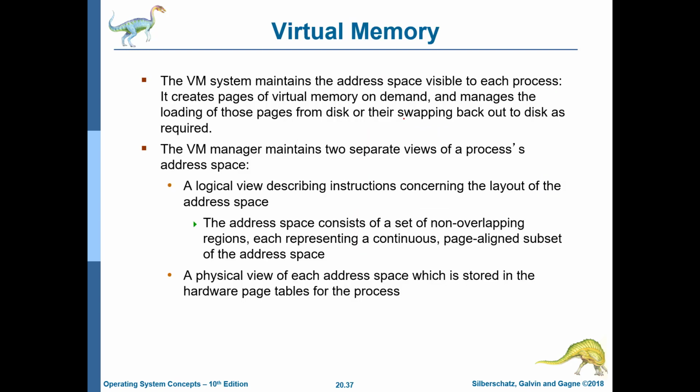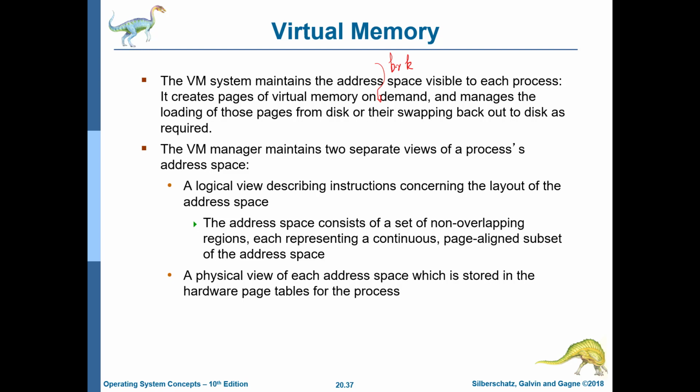So now coming to the virtual memory or the VM subsystem, it maintains the address space of each process. Its job is to create virtual memory pages on demand. So you may want to look at the BRK system call, which increases the virtual address space of a process. It manages the loading of pages from disk and also swapping back. It interacts with the swap space.